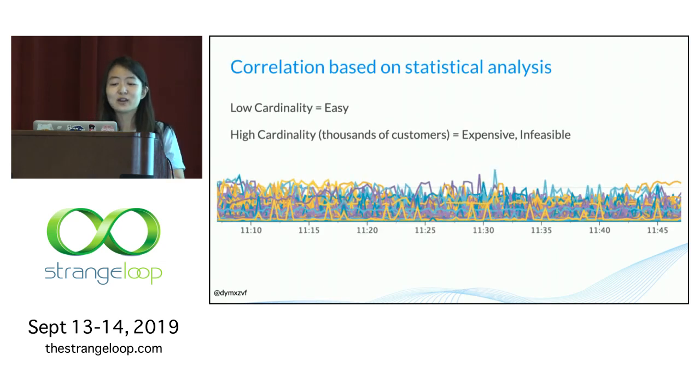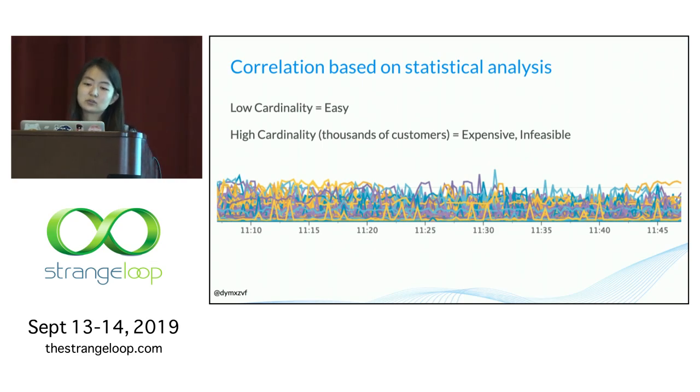And the reason why we don't have it is because we don't have that tag, because the cardinality, the number of unique values, is too high. You can easily have hundreds of thousands of customers if you're like an Amazon. And it's really expensive and infeasible to have these kinds of dashboards. We didn't have prior knowledge that we had to segment it by customers.